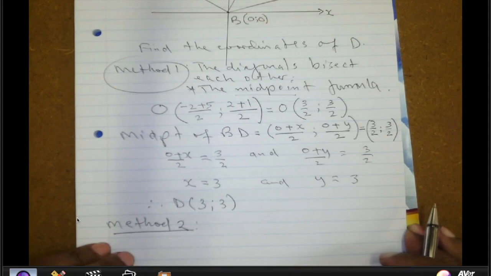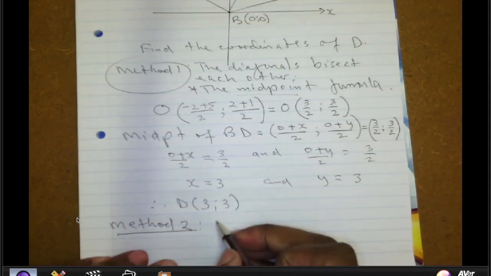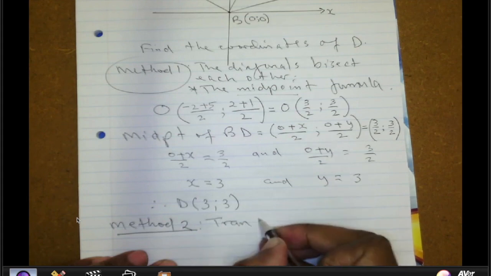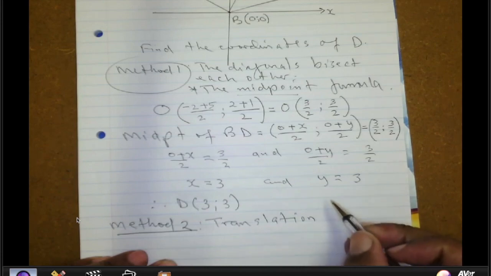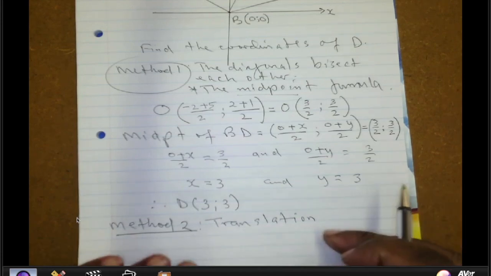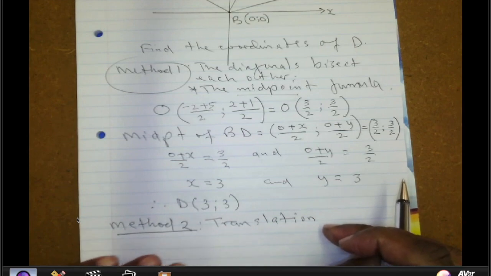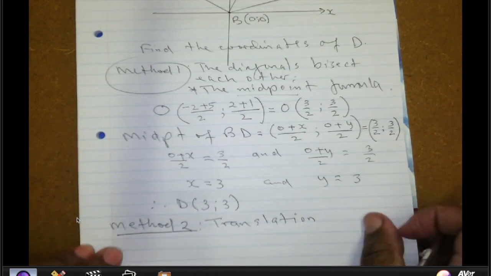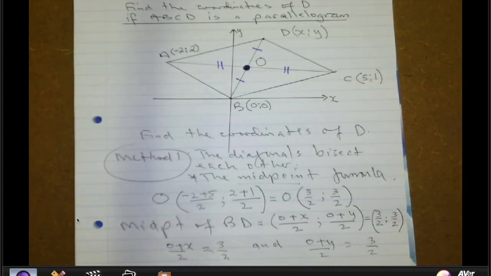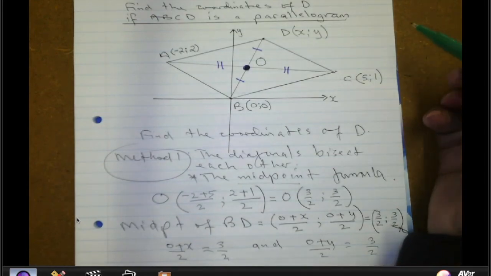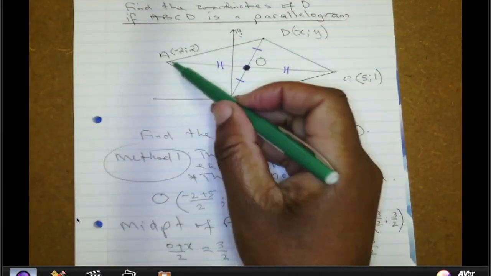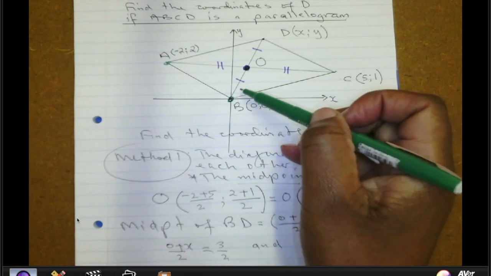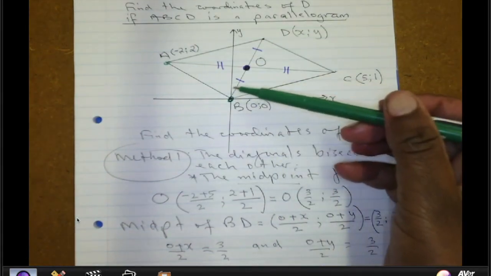In this method, I'm going to use transformation. In particular, I'm going to use a translation. Remember, this is a parallelogram, so this will work for a parallelogram. The best way to look at it is this. If you were to move from point B to point A, I'm translating, so a translation, remember, is just a movement in a straight line.